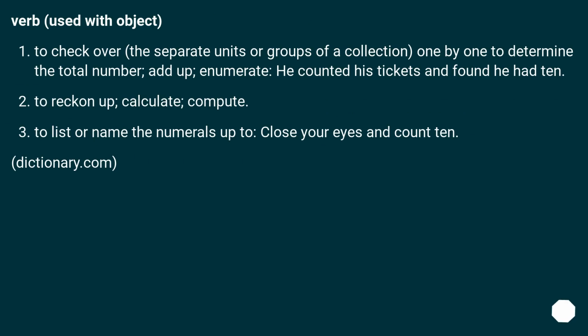Verb, used with object: to check over the separate units or groups of a collection, one by one, to determine the total number; add up, enumerate. He counted his tickets and found he had 10. To reckon up, calculate, compute. To list or name the numerals up to: close your eyes and count 10. Dictionary.com.